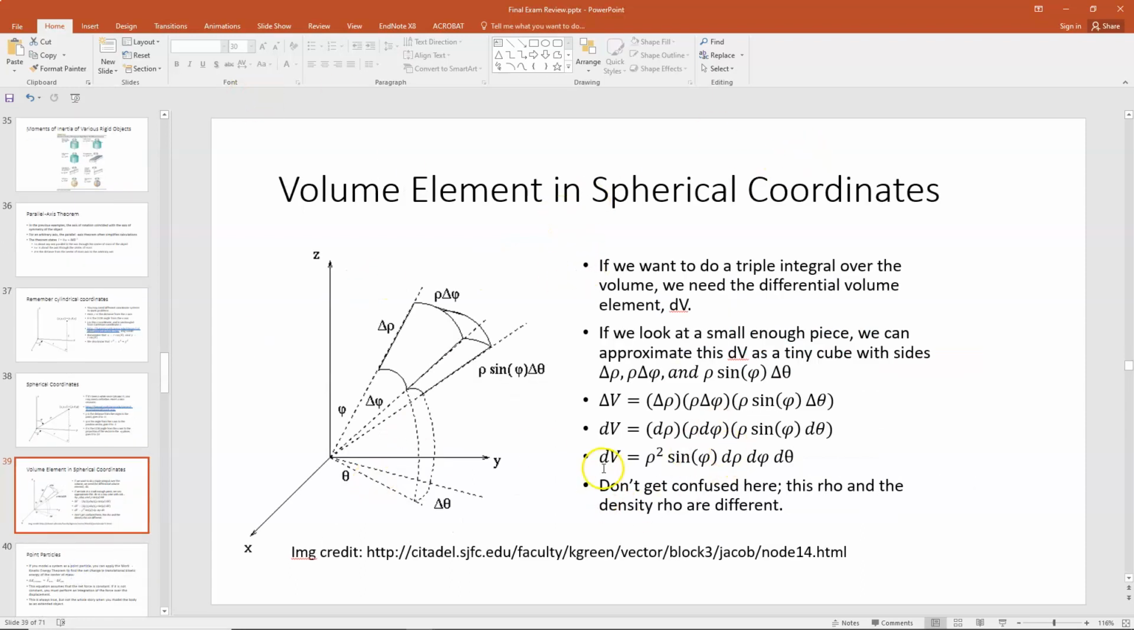The volume element in spherical coordinates is dV is equal to rho squared sine phi d rho d phi d theta. Don't get confused here: this rho is your spherical coordinate, and density rho is different.